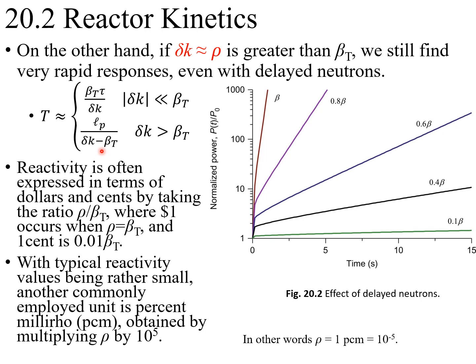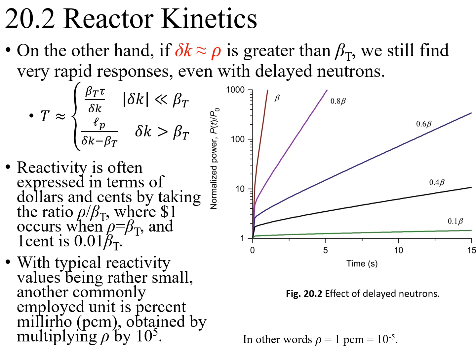the reactivity is often expressed in terms of dollars and cents, like US dollars and cents, by taking the ratio rho over beta T. So $1 means that the reactivity is equal to beta T. If the problem says that there is $1 reactivity insertion, then this rho is equal to beta. Then for the uranium-235, this beta will be 0.0065. Then 1 cent is 1 over 100 beta T.